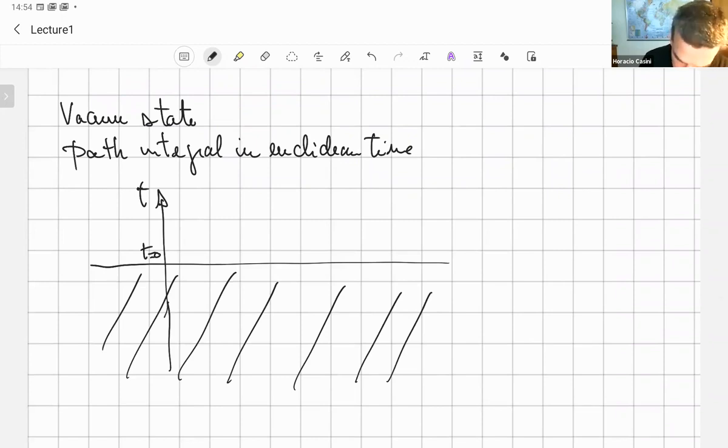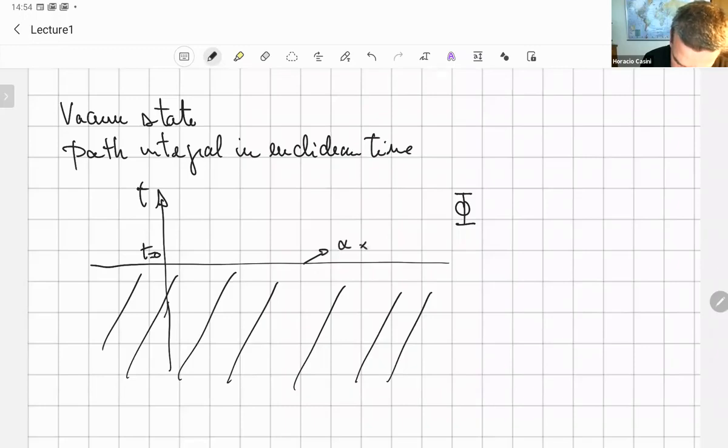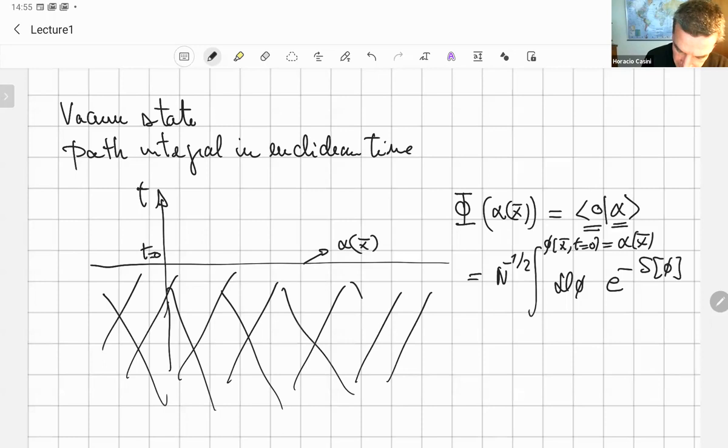So, and how is that? We have that this is a vacuum wave functional. Let us think the value of the field here is alpha x. So the vacuum wave functional will be a functional of this alpha x. And this is defined as the scalar product of the wave function of the vacuum with this variable, and this is some normalization. And the path integral up to time equal to 0, where I put the boundary condition equal to alpha x. So we integrate over the lower half of the Euclidean plane up to a boundary condition that gives me the variable in the wave functional.